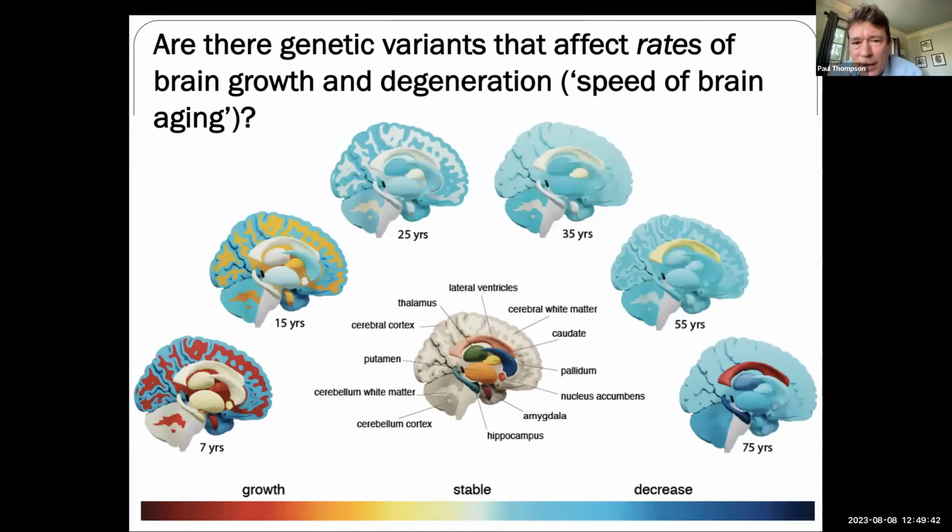Are there variants that affect the rate of atrophy? Now, you could say, well, the structure of the brain and its genetic correlates may be completely irrelevant to dementia if all of the effects happened early in life.